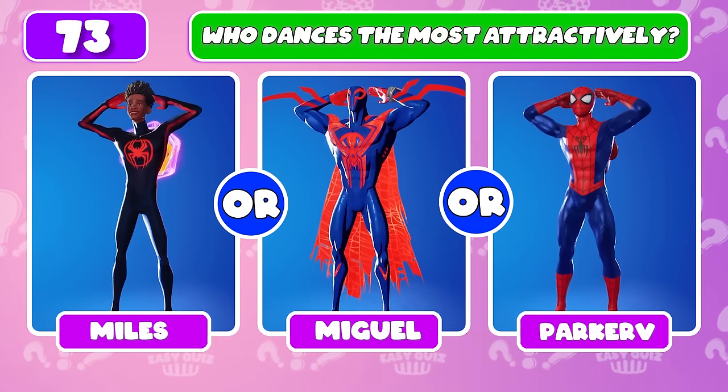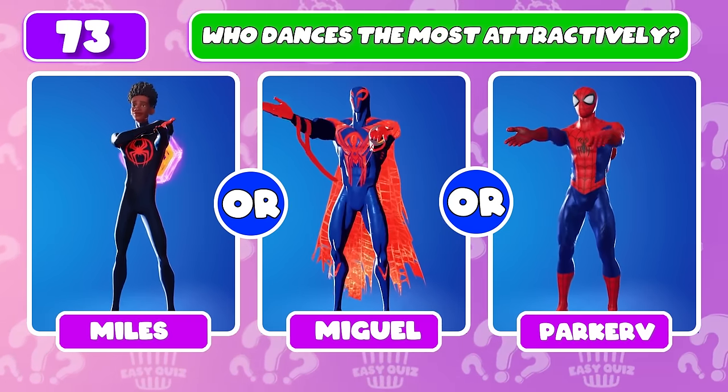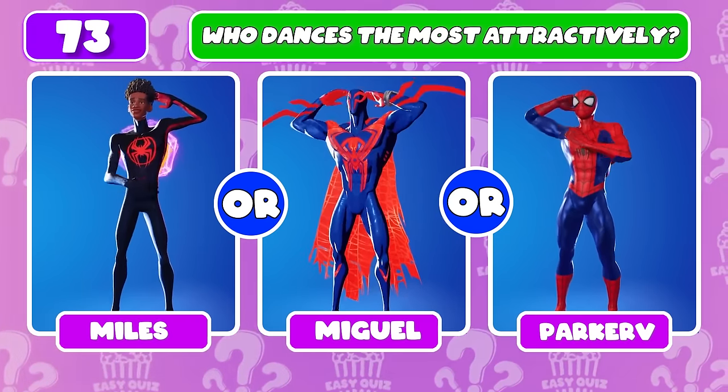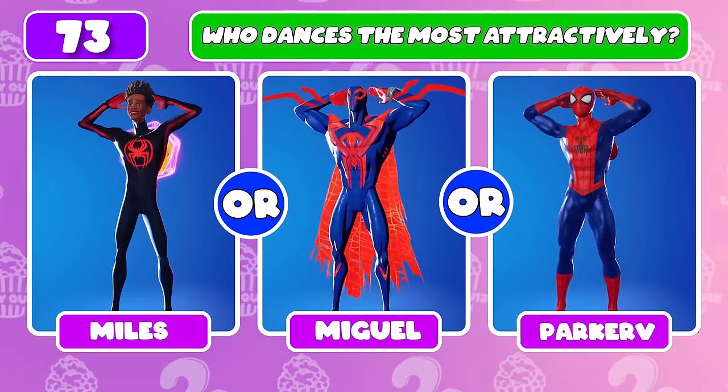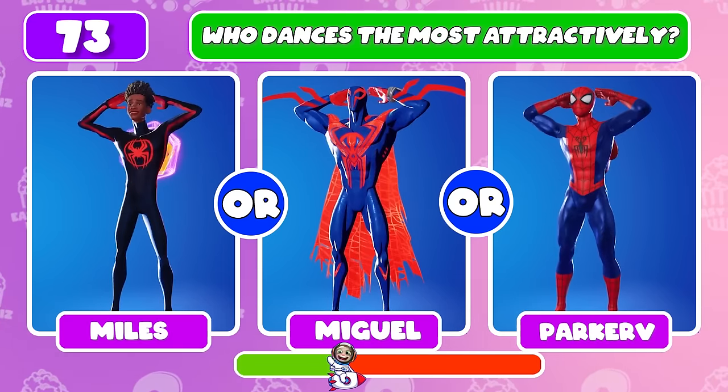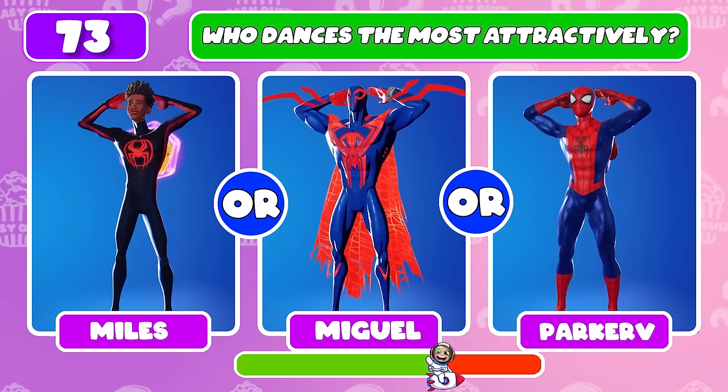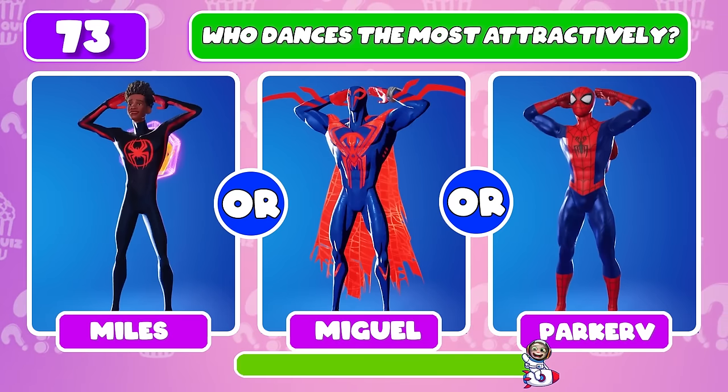Number 73. Who dances the most attractively? Miles, Miguel, Parker. Besides being Spider-Man who protects the Earth, they are also professional dancers.